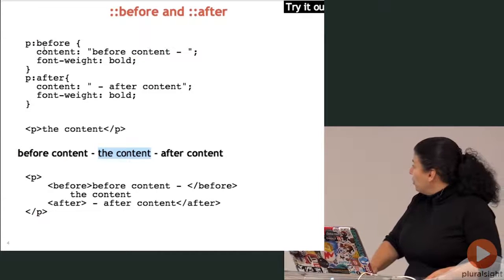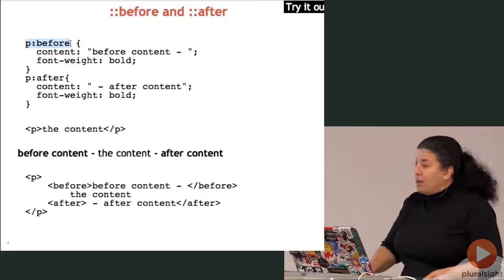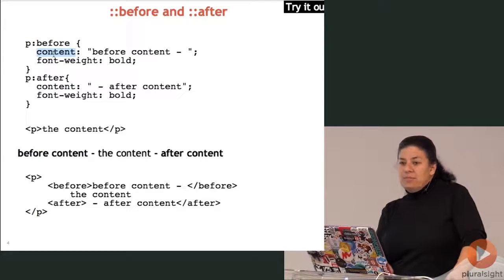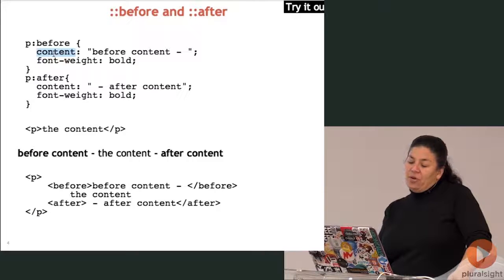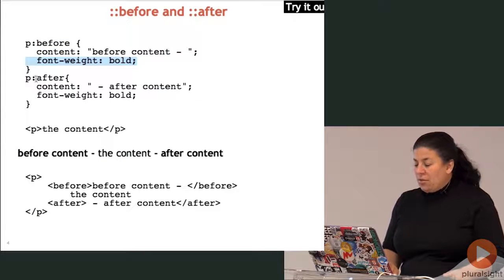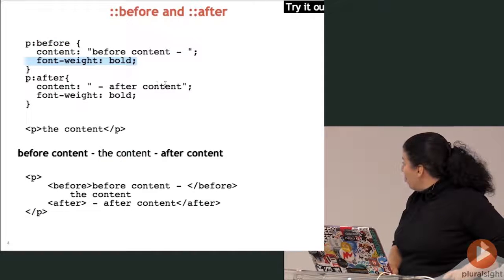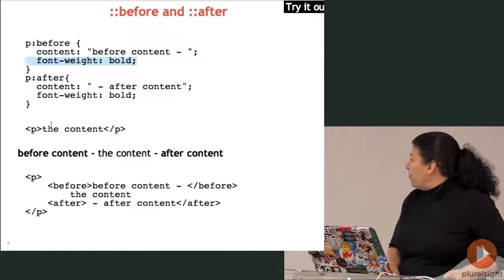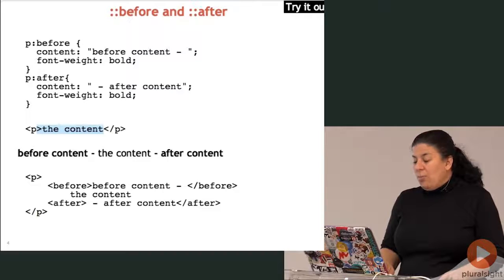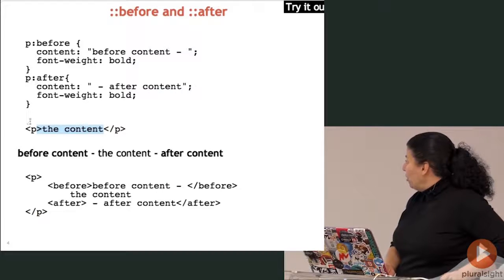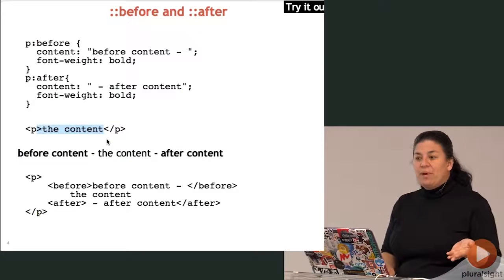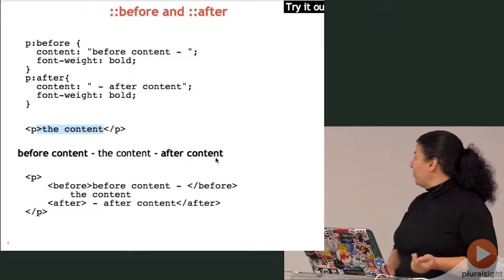So how does it work? You do p before, or anything before, and the only required attribute is content. And we'll talk about what goes in there in a bit. But you can style it. So you see here I did font weight bold. And after content is dash after content, and the font weight's bold. So here we have the paragraph, and it says the content. And when I put the after and before pseudo elements on it, I get before content dash, which is bold. Then I get the content, which is the original stuff from the paragraph. And then I get the after content.